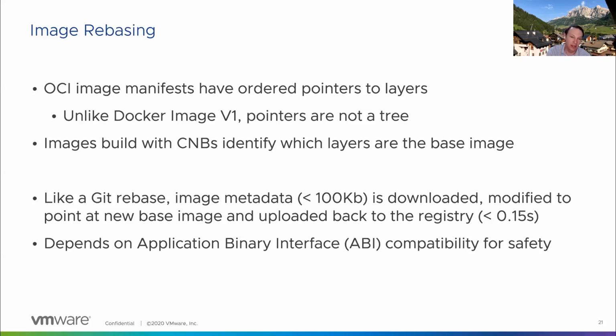The first time I saw this, I thought it had gone wrong, because what we actually do is go to a registry and download only the image metadata, about 100K, maybe even less than that. I particularly load up the amount of metadata we put into our images, so maybe it's only 10K for a lot of things. We modify that manifest to point at a new base image and upload it back to the registry. And that happens quick, like way less than a second. We depend on the same contract we did in Cloud Foundry, this ABI compatibility, for safety, right? You must have something that guarantees not only that APIs won't change, but that even binary behavior won't change, except for bugs being fixed.